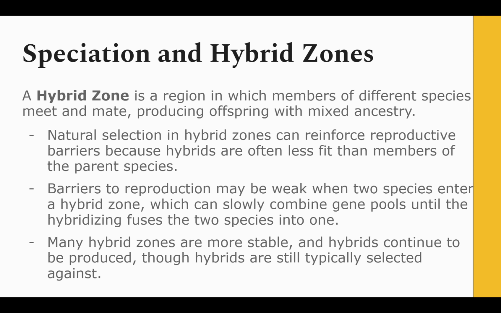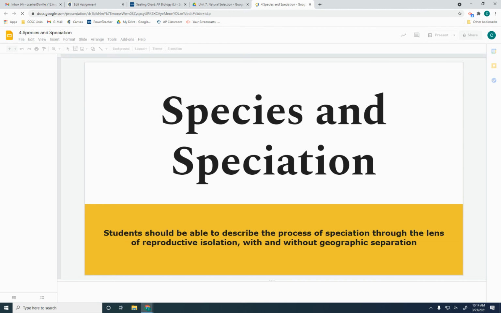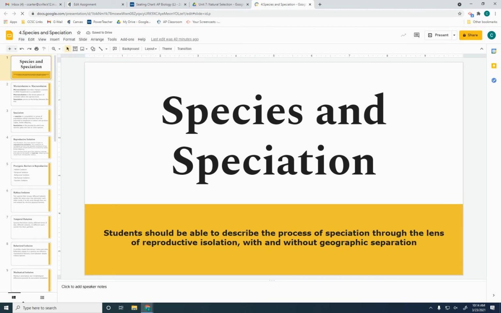And if hybrid zones are super stable, hybrids can continue to be produced. So if this hybrid zone very regularly and very dependably exists, so if the mating or migration patterns of two bird species always match up, they could very well continually have hybrid offspring.